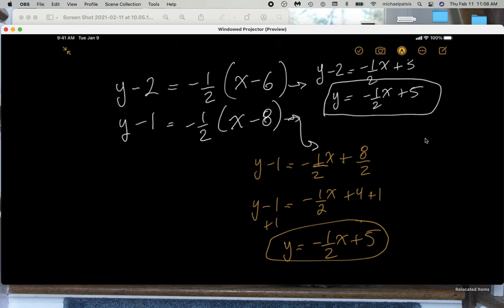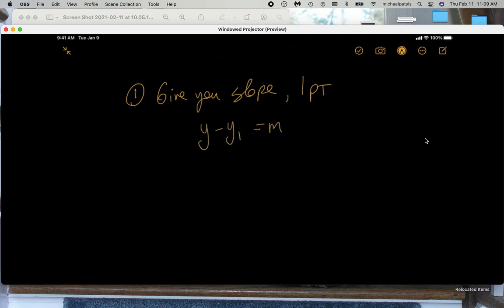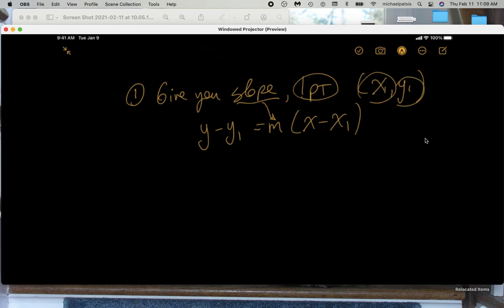So in summary, they're either going to give you the slope and 1 point. If they give you the slope and 1 point, you just plug it in. Here's your slope, and here's your 1 point. Your 1 point is going to have xy coordinates, let's say x1, y1, and you just plug these in.